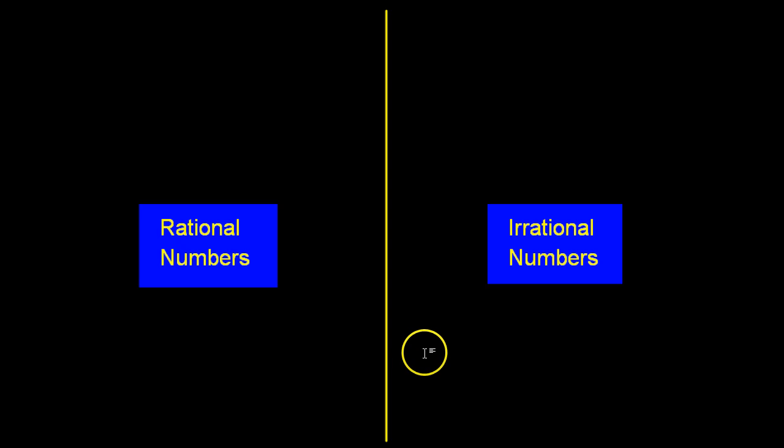Alright, there are two main ways that we can think about the difference between rational numbers and irrational numbers. One way is that rational numbers are numbers that can be written as a fraction of integers, and irrational numbers are numbers that can't be written as a fraction of integers.